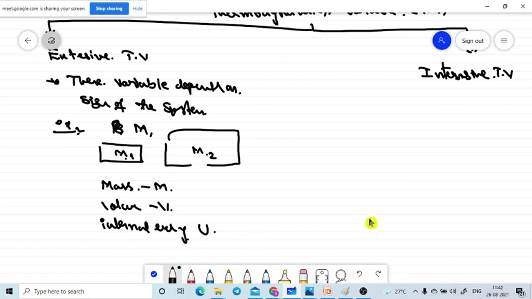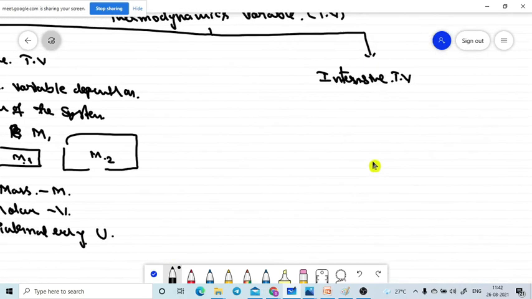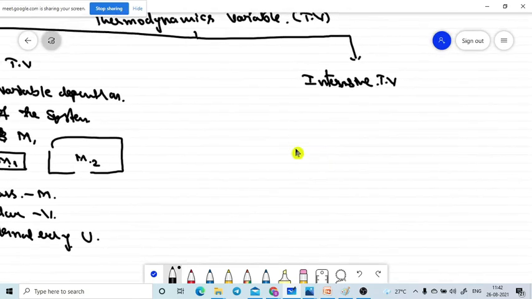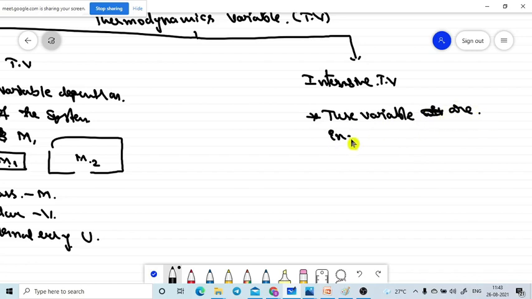If you go to the intensive thermodynamic variables, these are the thermodynamic variables that don't depend on the size of the system, so they are independent of the size of the system.